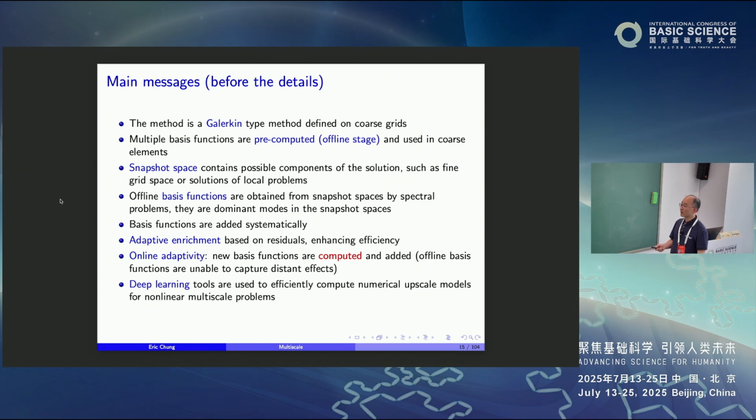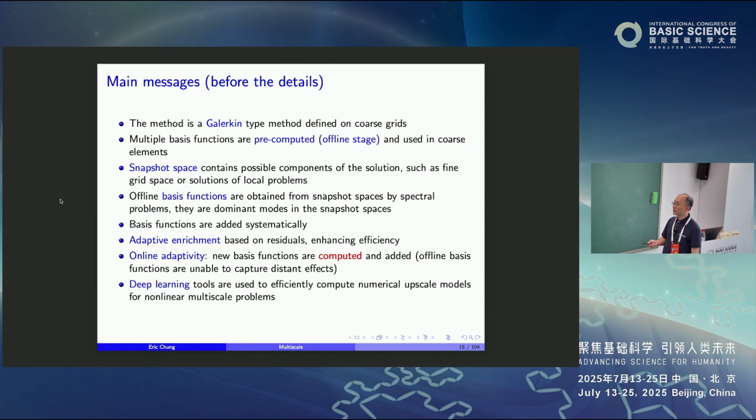The first one is that we try to construct some suitable basis functions. But what we do is that we will consider multiple basis functions. And these basis functions are pre-computed before you solve the equations. Again, all these basis functions are computed for each coarse element. Before you solve this problem, you will have a coarse grid of the domain. And then for each coarse element, you try to pre-compute some basis functions.